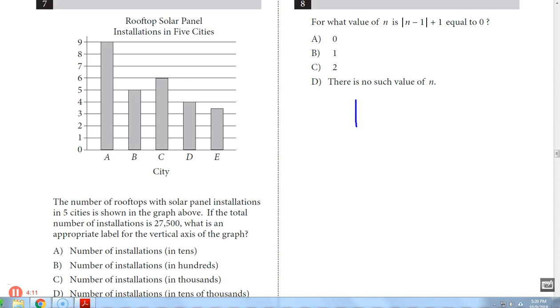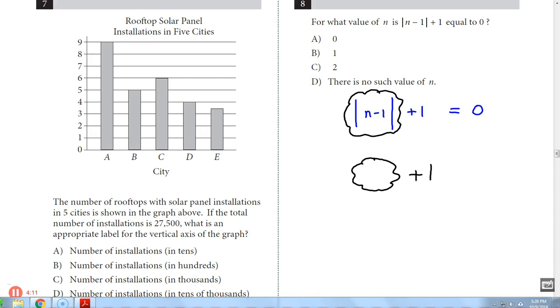It says that the absolute value of something plus 1 equals 0. So this is a less formal way to do it. Let's think of this thing right here as just some cloud, some idea. Think about what added to 1 will give me 0. What could you add to 1 to get 0? The only thing you could add to 1 to get 0 would be -1. That's the only number out there that when you add to 1 you get 0.